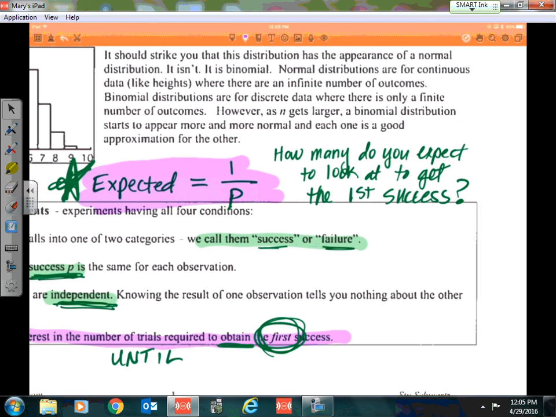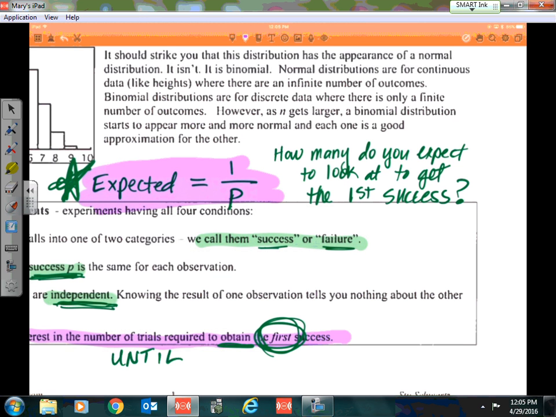How many blanks, whatever it is, do you expect to look at to get the first success? So how many are you going to have to check to get that first success? And so that formula is that the expected is 1 over p. All right, and that is not on the formula chart, but you are expected to know that.